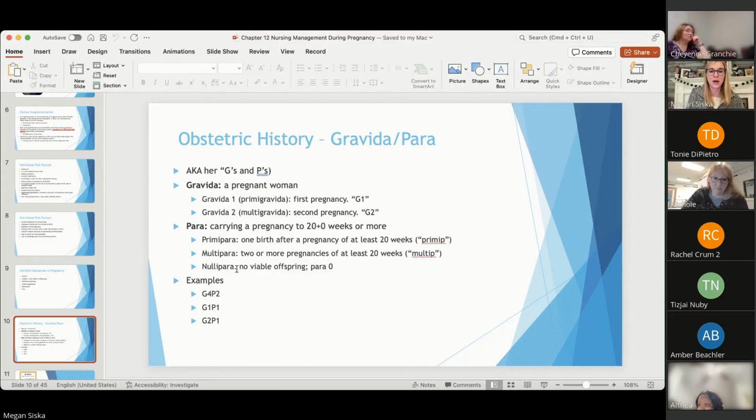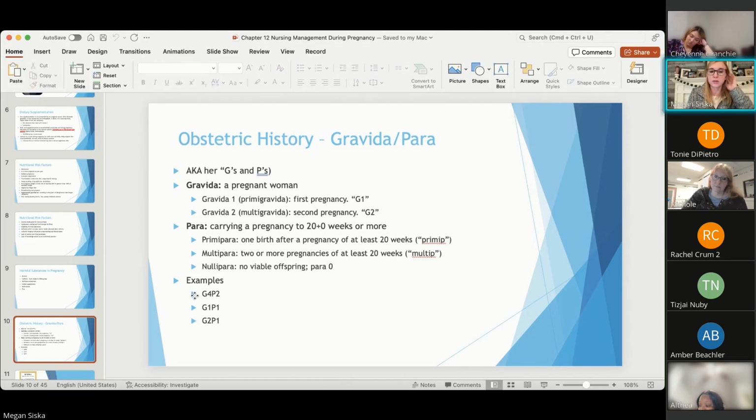So a primip. A multipara, she has now had at least 2 or more pregnancies that have been delivered at least 20 weeks. We call that a multip. Oh, we got a multip in room 5. She's 7 centimeters, something like that. So then a nullipara is a woman who, maybe she's been pregnant, but she hasn't delivered a baby past 20 weeks. So maybe she had a miscarriage or a loss at 18 weeks or something like that, or 5 weeks. She's a nullipara. So para 0. So gravida are the pregnancies, para are the deliveries after 20 weeks.